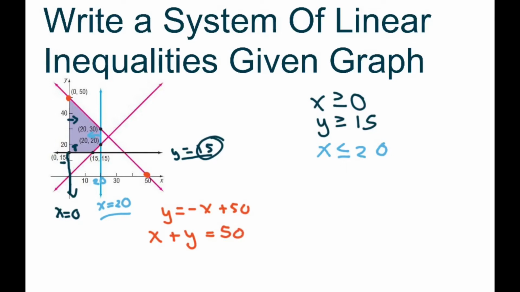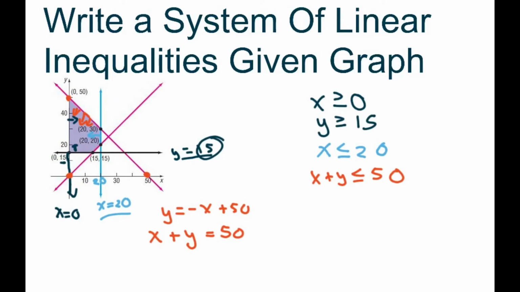However, when you're looking at this line, we're shading downward. Or you can pick a point and test it. Since we're shading down from this line, that means we're going to have x plus y is less than or equal to 50.